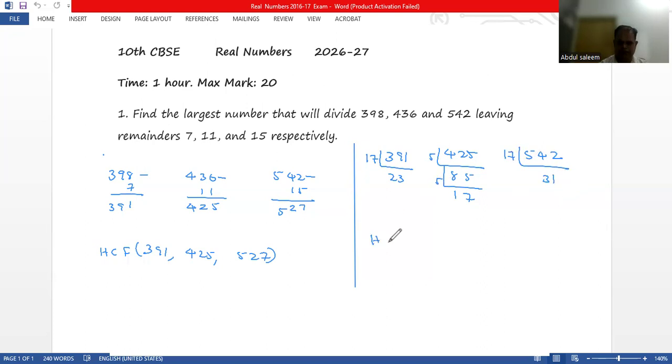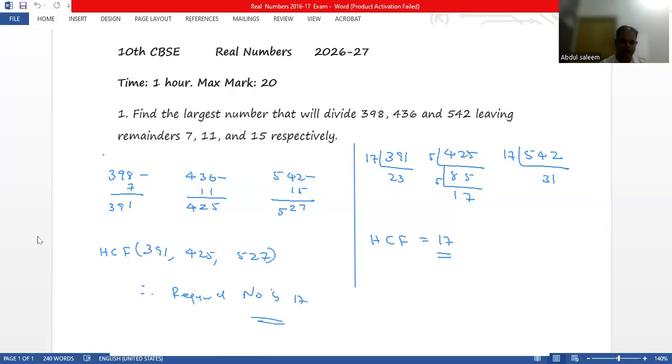So HCF means the least power of each common prime. There is no 5 here. Least power of 17 is one time. Then 23 is not in all, 31 also. So HCF is equal to 17. So therefore the required number is 17. Okay, this is the answer for the first one.